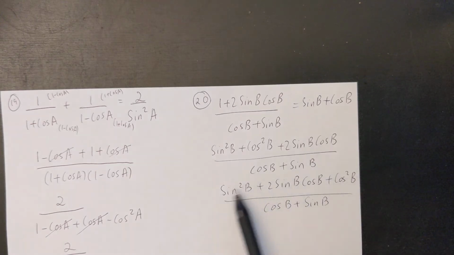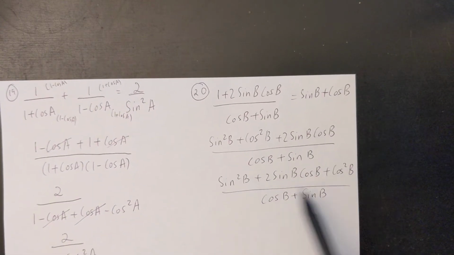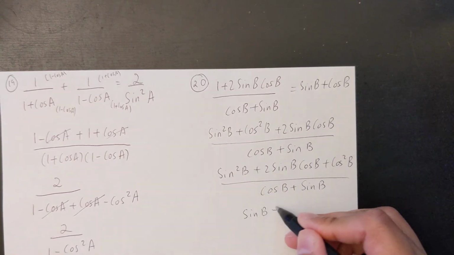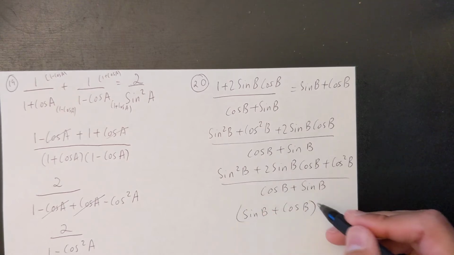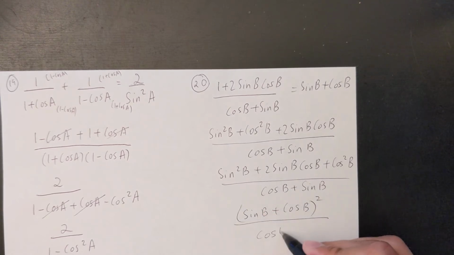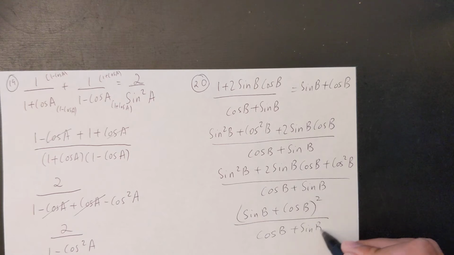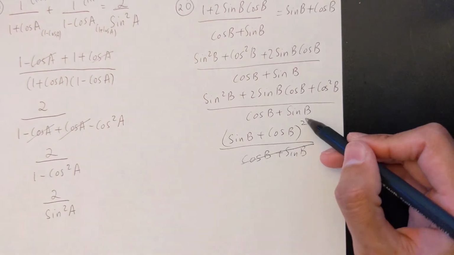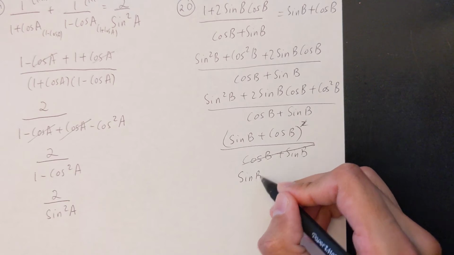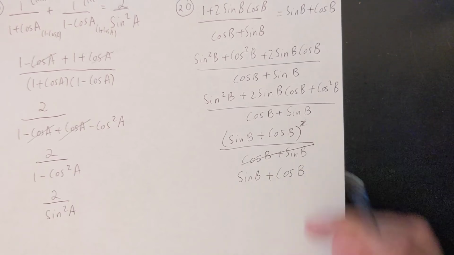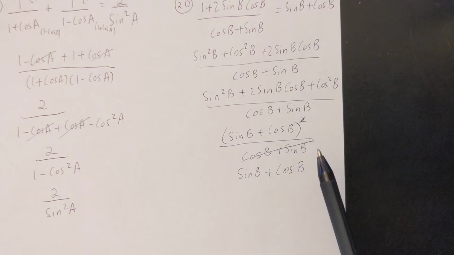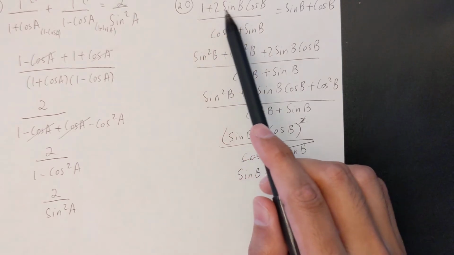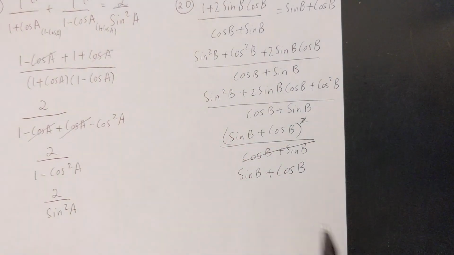And what you notice here is this is now a perfect square. You can factor it. That's the whole reason I did that. If you factor this, it's just sine B plus cos B squared, and now I can just cancel. I'm left with sine B plus cos B. So definitely a pretty difficult one unless you can recognize in a question when perfect square patterns show up. Anytime you see 1 plus 2 sine B cos B, it's most probably going to be some kind of perfect square.